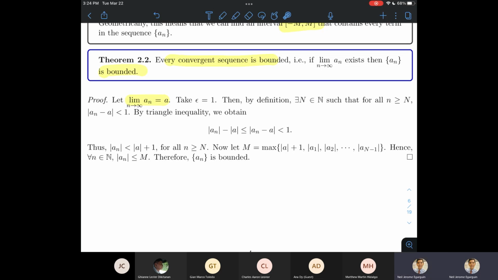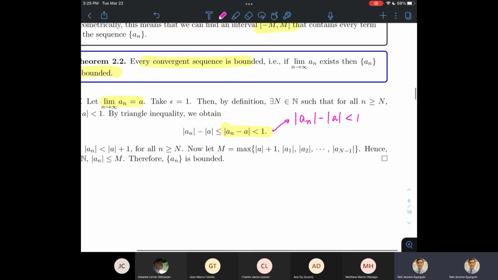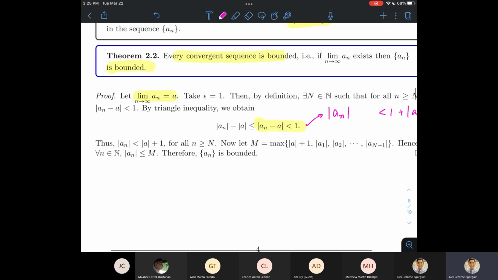Okay? Tapos using the triangle inequality, since we know this one is larger than the absolute value of a_n minus the absolute value of a, we can say that the absolute value of a_n minus the absolute value of a is less than 1. All right. And then just use the addition property of inequality, add absolute value of a to either side, you'll get absolute value of a_n is less than absolute value of a plus 1, which is this statement for all little n greater than or equal to capital N.